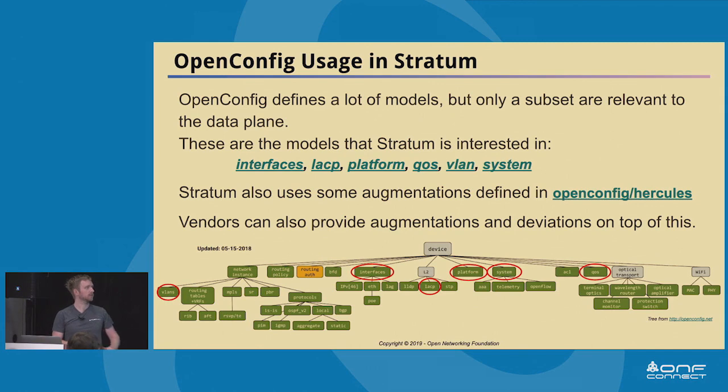So the models we're interested in are primarily interfaces, LACP, VLANs, platform, QoS, and system. These are more of the hardware-focused configuration. And there are also some augmentations that we have. We've added some additional things that we're working on getting pushed into the OpenConfig standard, but for now they're additions to it. And vendors, if they want, can also provide augmentations or deviations on top of this for their own implementations on Stratum for their boxes.